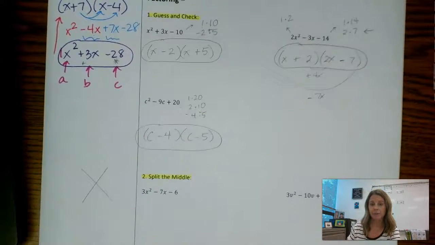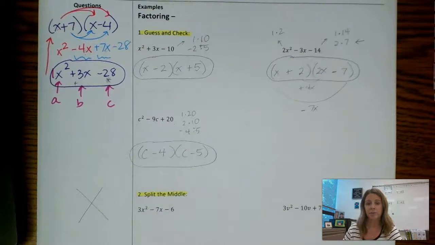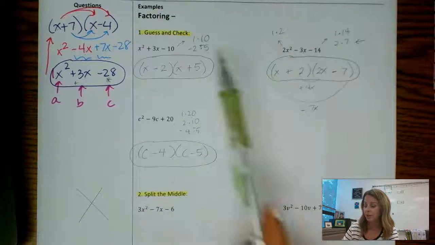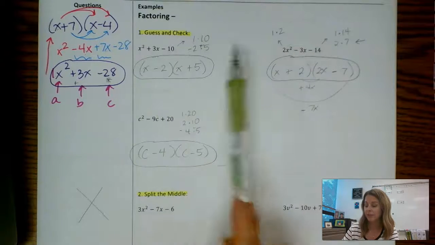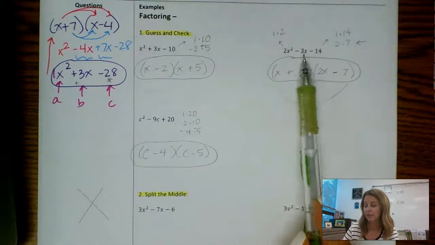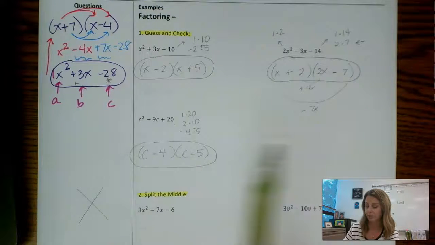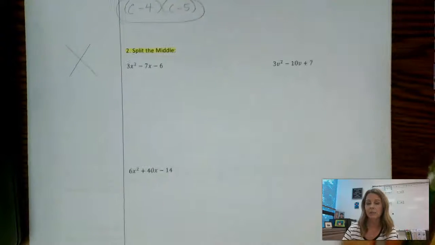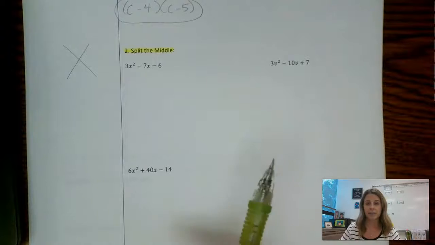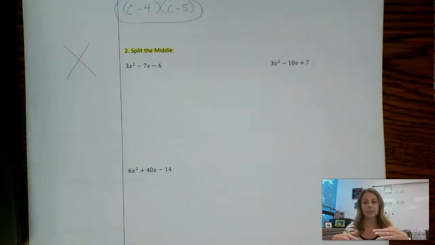One thing I did forget to mention at the top is whenever we factor, we always look for the greatest common factor, the GCF, first, if we can factor it out. I didn't have a GCF on any of these. I couldn't divide a number or variable out. But that's what you always want to check for first, because that will help reduce the size of your numbers and make guessing and checking easier.